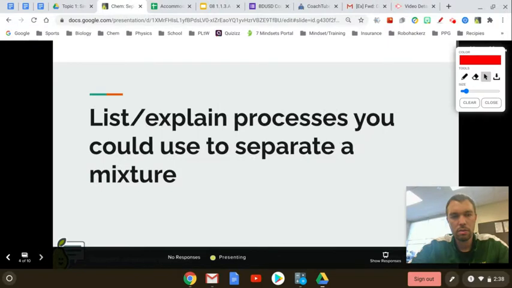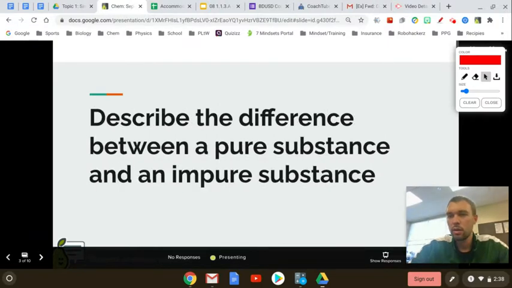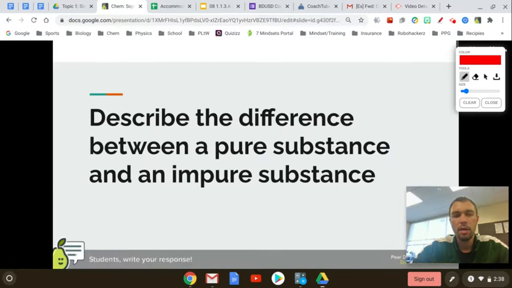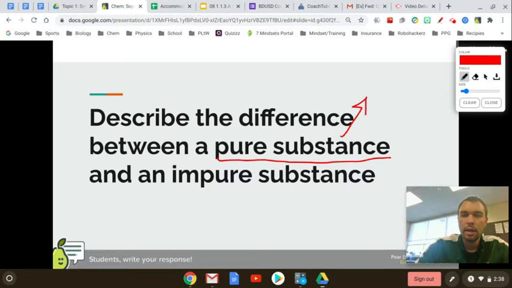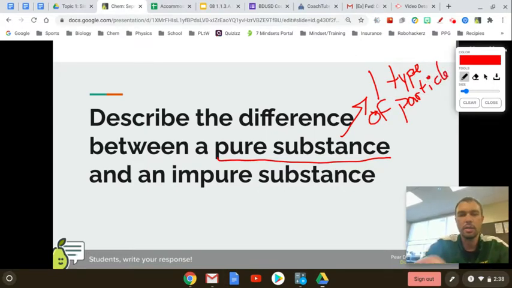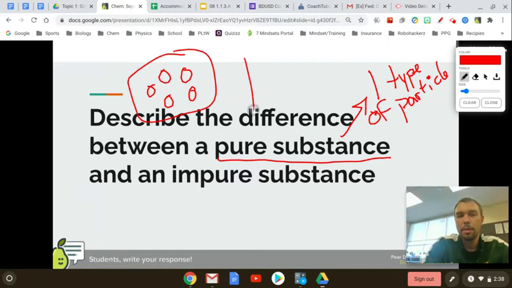Describe the difference between a pure substance and an impure substance. A pure substance has one type of particle. That is it. Now, if you remember from one of our assignments, what is a particle? It could be a single element, so a single shape. This would be a pure substance right here. But it could also be a compound in which things are connected.